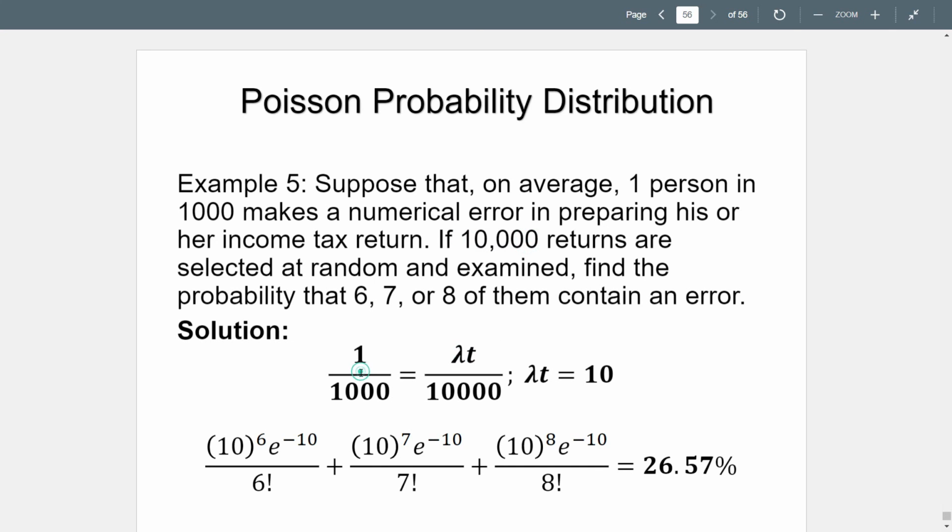By equating that information, you get a lambda of 10. So lambda is 10, then 6 will be x, and then e raised to negative 10 times 10 raised to 6 over 6 factorial, plus, next, 7 is x, and then 8 is x. Then you'll have a 26.57% probability.